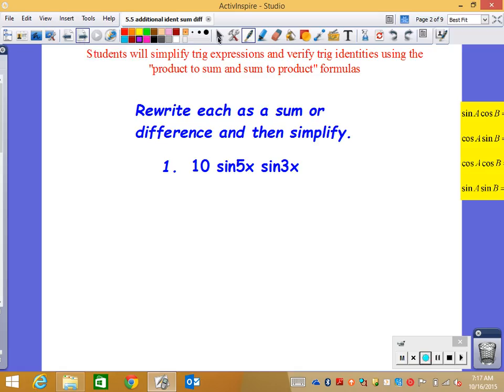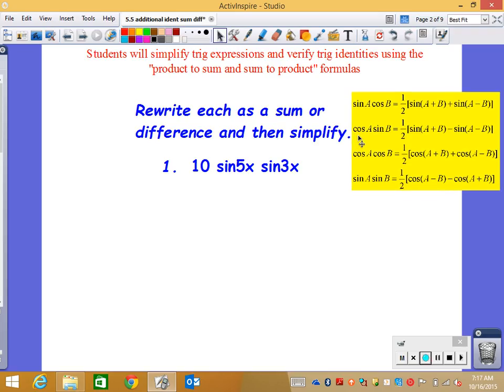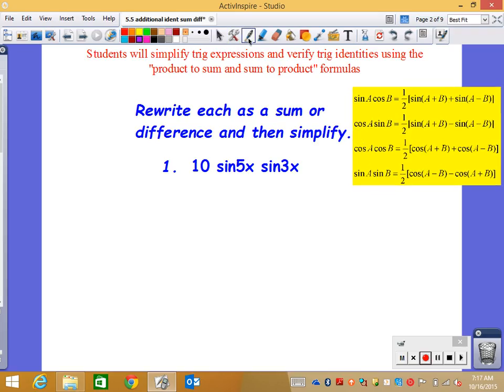Now, if we look back at my formula sheet, I provided a smaller one for us. Notice right now we have a sine times a sine. So if you look on your formula sheet, you'll see it's this bottom one, sine A, sine B. Now notice there's this pesky little 10 hanging out at the beginning. We're not going to be really doing much with that. That's just going to be hanging out until the end.